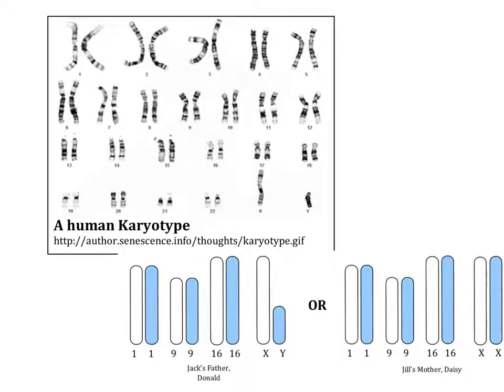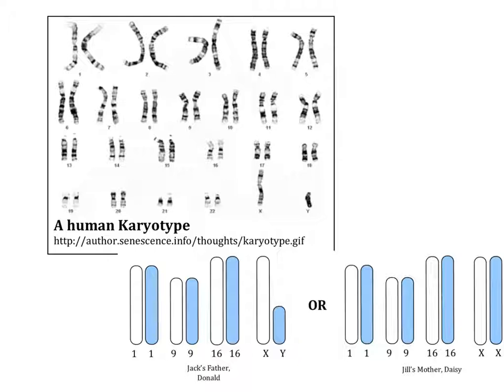Remember that each individual contains 2 complete sets of their chromosomes, or 23 homologous pairs. I have pictured here a real human karyotype with all 23 pairs laid out, and here is a pictorial version of our activity. So this is Donald, or Jack's father, and we have just depicted 4 of his chromosome pairs here. So he has a number 1 from his mom, and a number 1 from his dad, a number 9 from his mom, a number 9 from his dad, and so on.